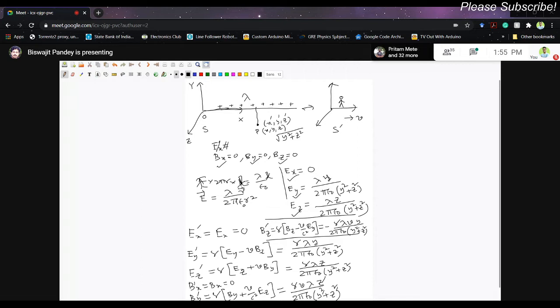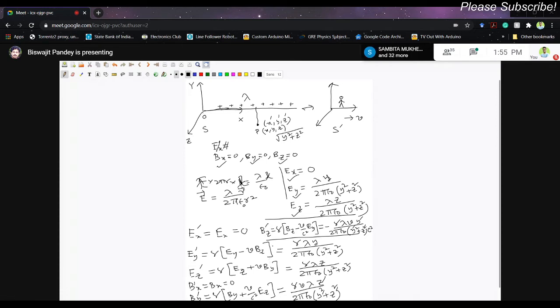And have I missed something? Yeah, there is a c square, right? So I have to write a c square here. And since y equal to y prime and z equal to z prime, I write y prime, z prime. So all three components of electric field and magnetic field are now known in the prime frame.